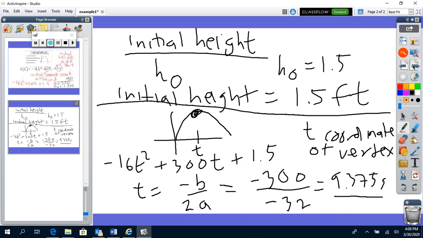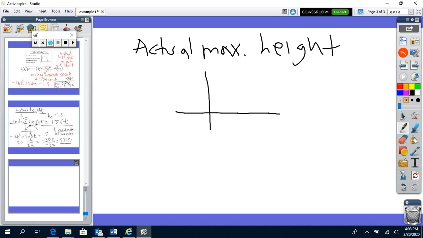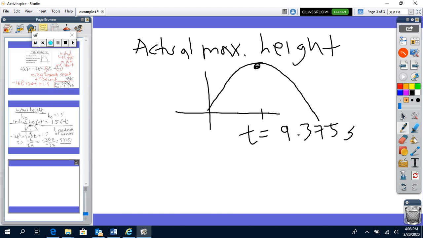Okay, let's work out the actual maximum height now. Basically, we have our rocket like this. We know it reaches the maximum height at t equals 9.375 seconds. So to find the actual maximum height, you're just going to substitute t equals 9.375 into our equation.